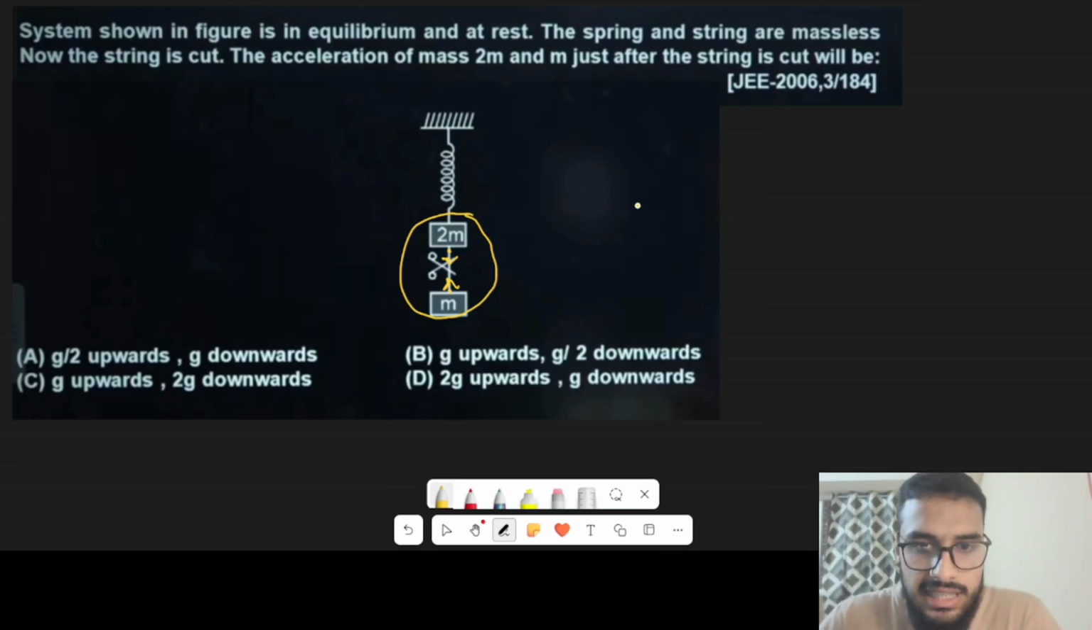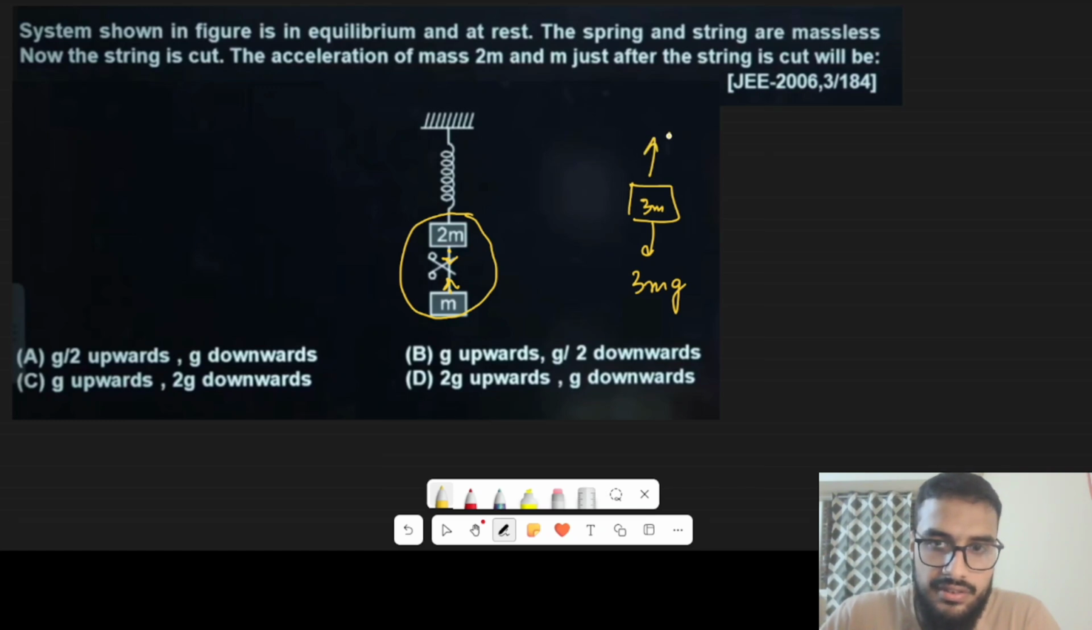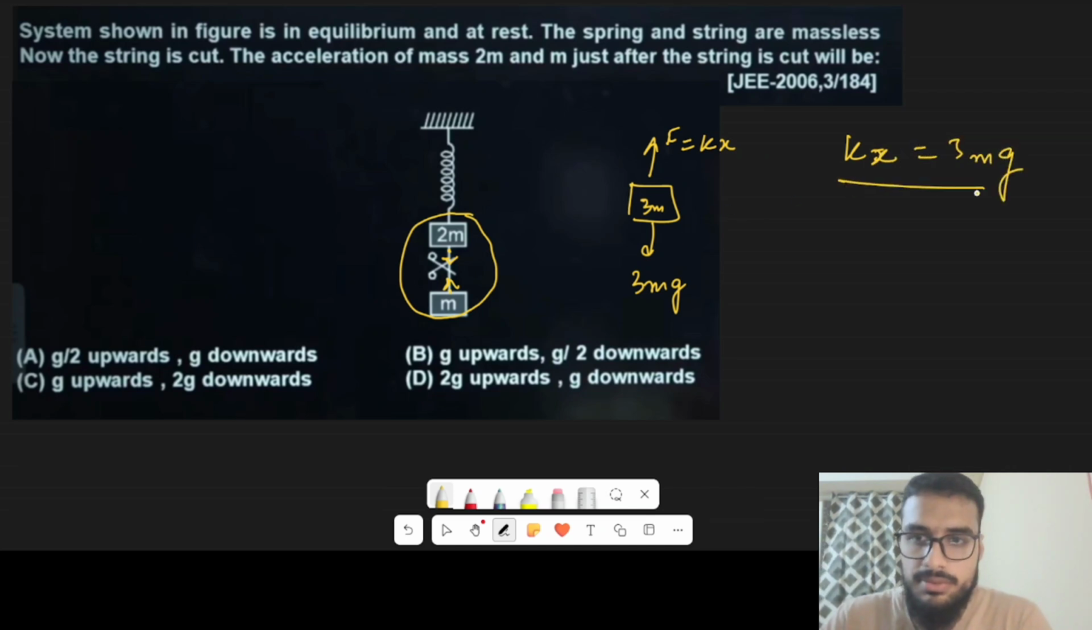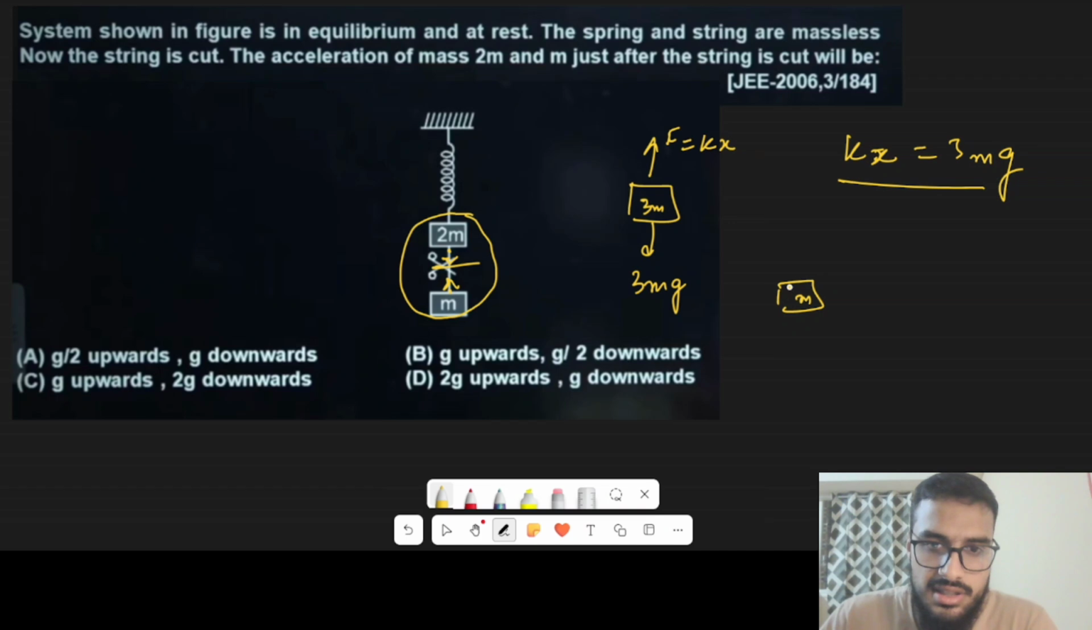So can we just neglect it and write for the 3m mass it was 3mg downwards and it was F equals kx upwards, so kx is 3mg, just before this was cut. And after the string is cut, for the m mass we can write, the string is cut now, so there is no tension, so the only force acting on m is what? mg. Can we say mg is net force, mass times acceleration, so the acceleration is g basically.